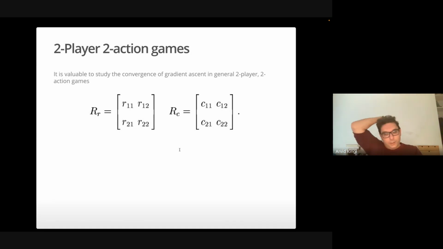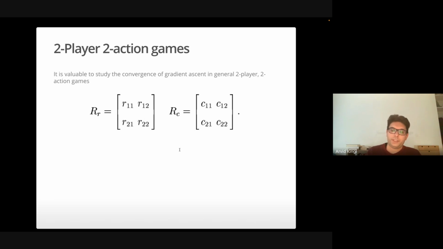So let's look a little bit at the actual problem itself. What is the problem that makes these algorithms maybe unstable if two agents are playing against each other? Now, the toy model that we study here is just a 2-player game with 2 actions each.